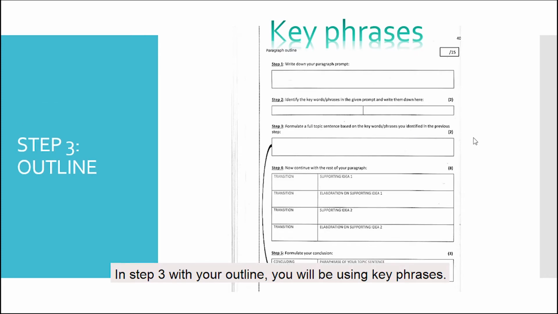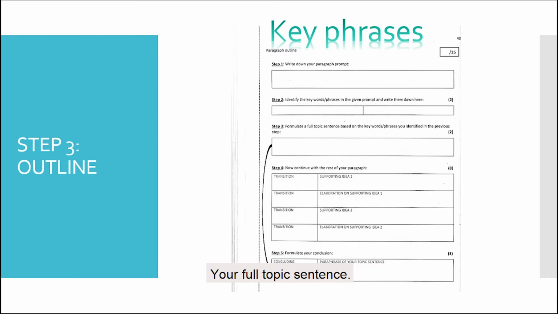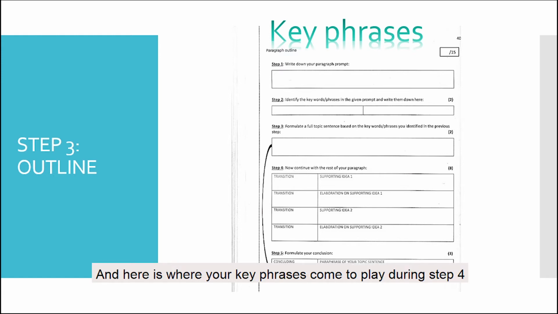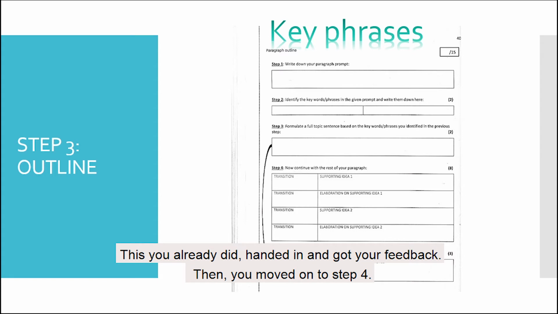In step 3, with your outline, you will be using key phrases. Your outline you get in your study guide, and you fill it in, and you have your topic prompt at the top, your keywords, your full topic sentence. Then here's where the key phrases come into play, where you add your transitions and your supporting ideas. And then you again have a full concluding sentence, as you have to paraphrase your topic sentence and a concluding transition. This you already did, handed in, and you got your feedback.